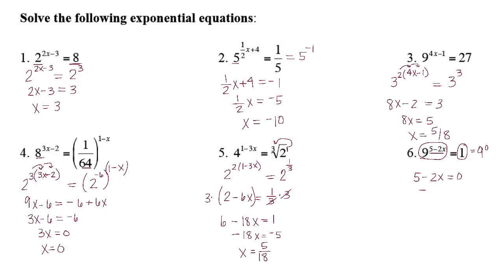And now solving this, we're going to subtract 5 over and divide by negative 2. So x is 5/2.